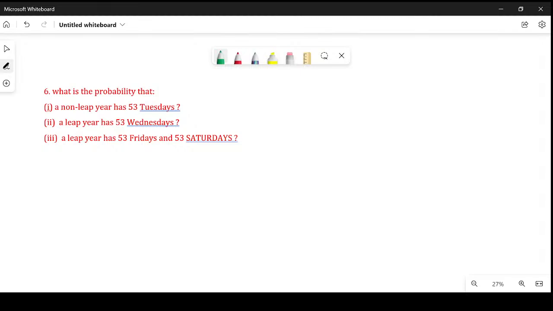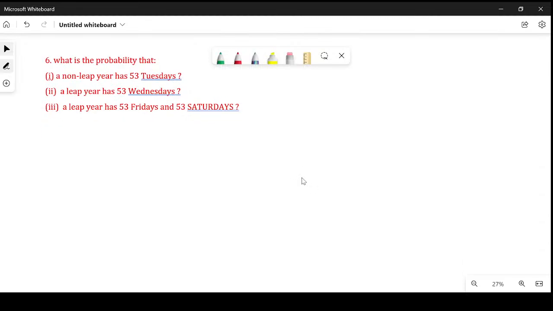See the sixth one. What is the probability that a non-leap year has 53 Tuesdays, a leap year has 53 Wednesdays, a leap year has 53 Fridays and 53 Saturdays? The concept of this is the most important one. Just observe here. What is the meaning of non-leap year and leap year?